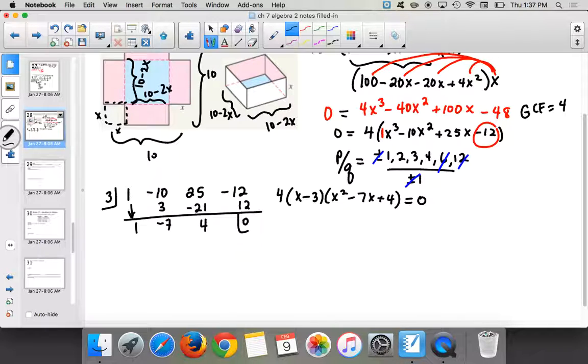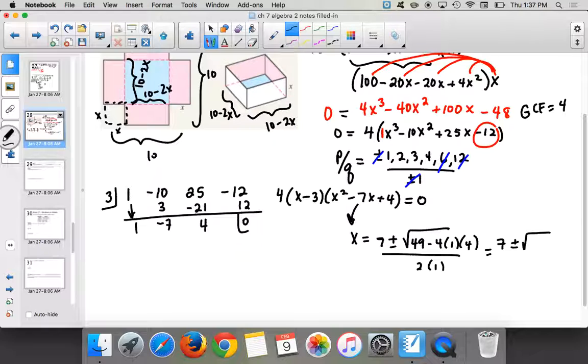B squared is 49 minus 4 times 1 times 4. Oh, it's going to be positive under that square root. So we got to do this. So we'll really quickly do this. So we're going to have x equals negative b, so negative negative 7 is 7, plus or minus the square root of b squared minus 4ac all over 2a. And it's not pretty, but we'll find the decimal version. So we have 49 minus 16, 33 over 2.